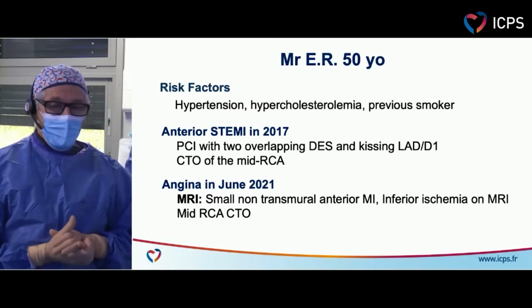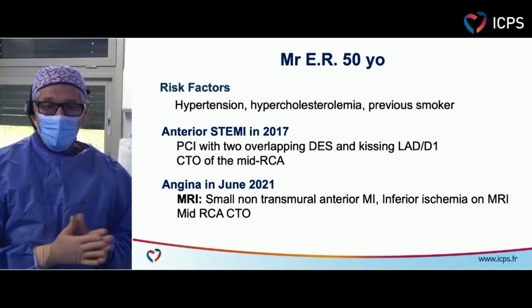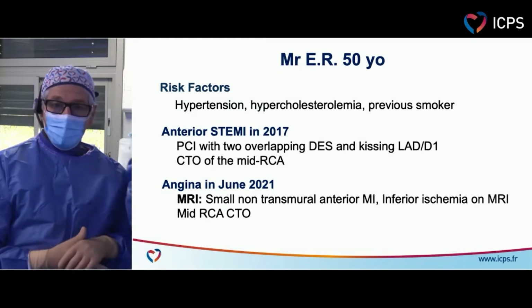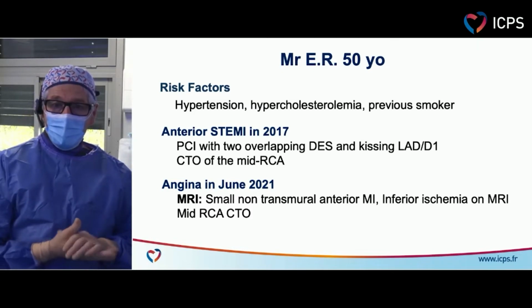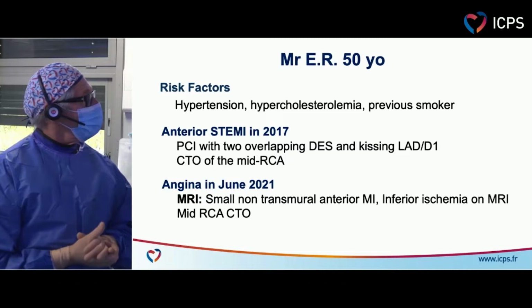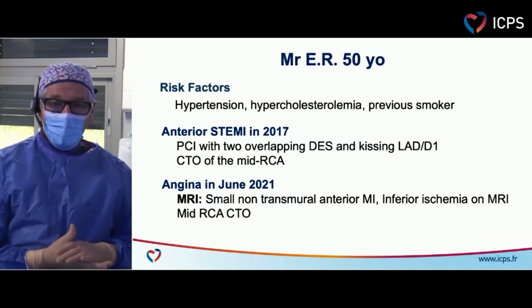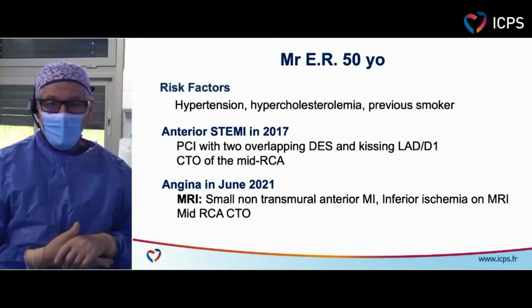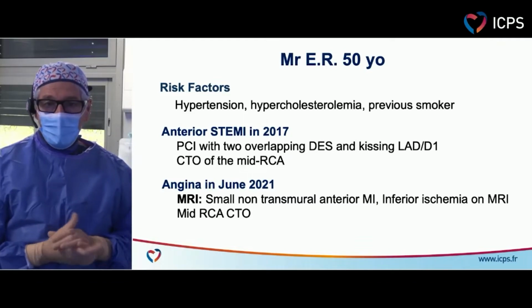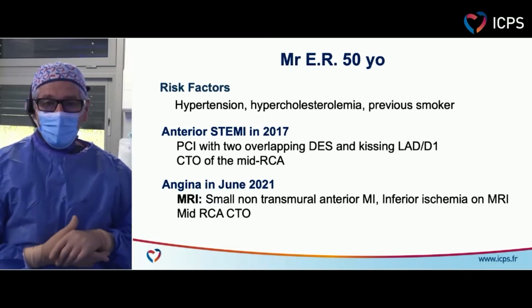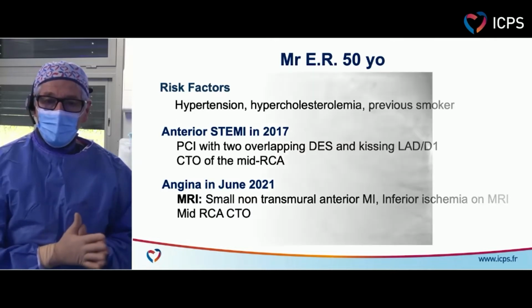Then he came back in June this year for angina, and MRI showed non-transmural anterior MI. He had inferior ischemia on MRI and a small ischemia in the anterior territory. The right coronary artery was treated. Then the patient was again asymptomatic.